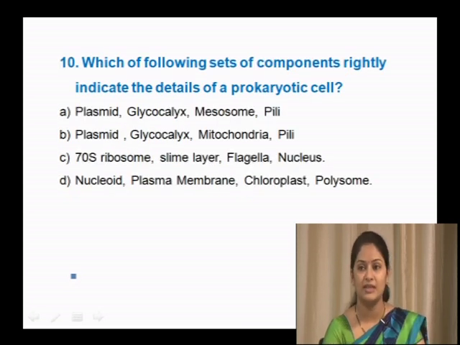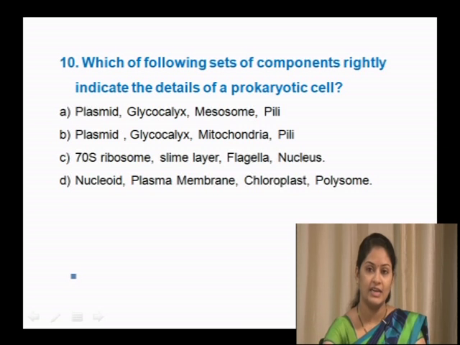Which of the following sets of components rightly indicate the details of a prokaryotic cell? First set indicates plasmid, glycocalyx, mesosome and pili. Second one, plasmid, glycocalyx, mitochondria and pili. Third, 70S ribosome, slime layer, flagella and nucleus. D, nucleoid, plasma membrane, chloroplast and polysome.